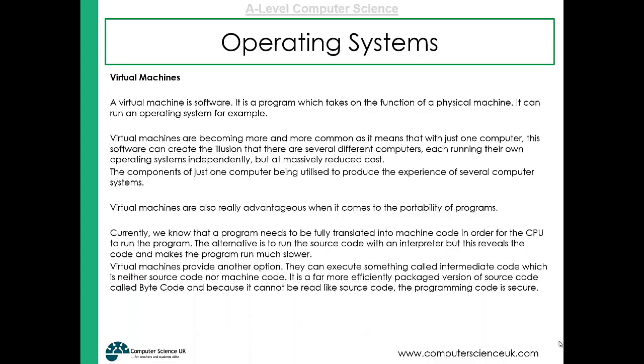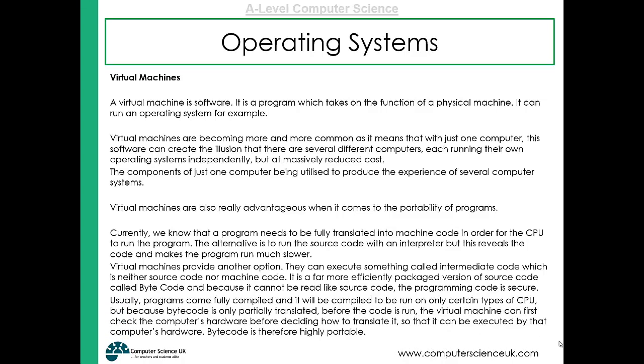So virtual machines provide another way to translate and run programs, because they can execute something known as intermediate code. Now, intermediate code isn't source code, so it's not code like Python or C++, and it's not machine code, it's not zeros and ones. It's kind of in between. It's been partially translated, and it is a far more efficiently packaged version of source code, basically. It's known as bytecode. Because it's bytecode, it cannot be read like source code, so the programming code is secure, but it still needs a little bit more translation to actually be able to run on a computer.